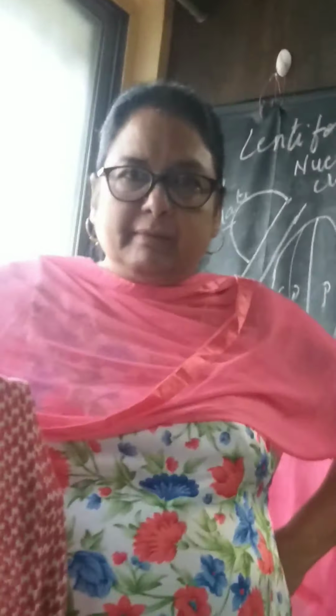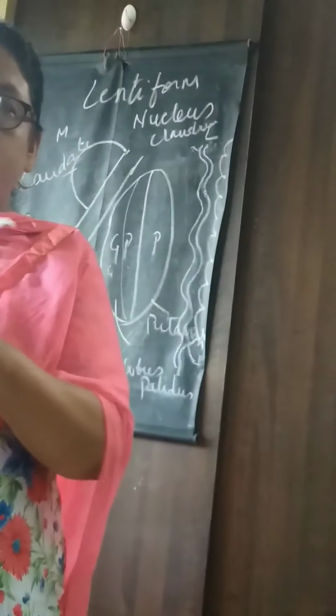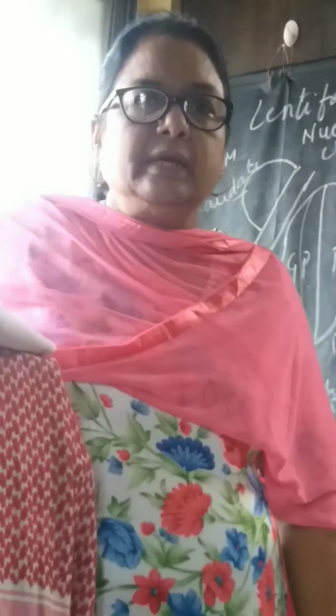Lastly, the corpus striatum, cerebellum, and the motor area of the cerebrum are jointly responsible for planning, execution, and control of the movements. Okay, understood? So this is about the basal corpus striatum.